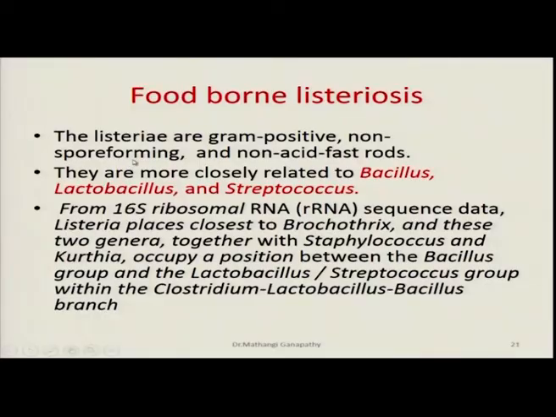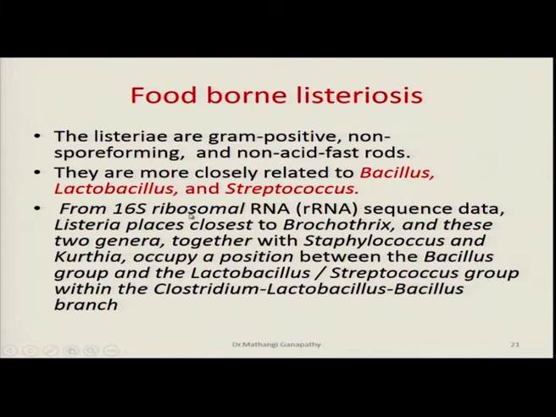Now, let us see the second type of foodborne infection, foodborne listeriosis. Listeria are gram-positive, non-spore forming and non-acid fast rods. And if you look into the relationship, they are closely related to Bacillus, Lactobacillus and Streptococcus.